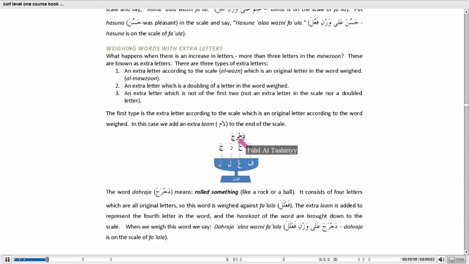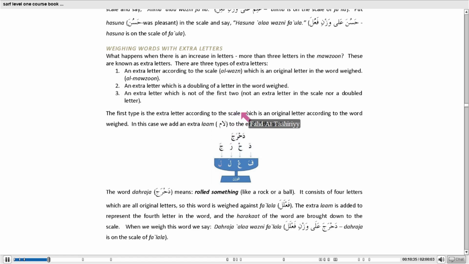Good? Like dahraja. Dahraja means rolled something, or flipped something over. This is what dahraja means. Okay? Now, yes, go ahead.